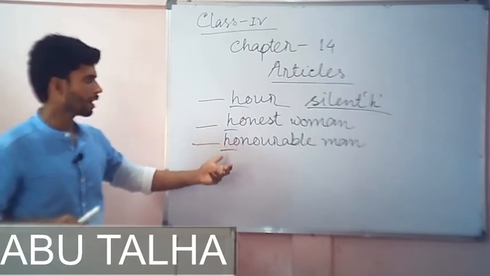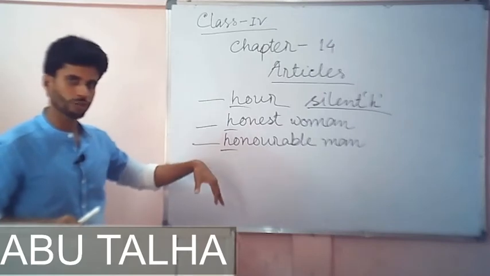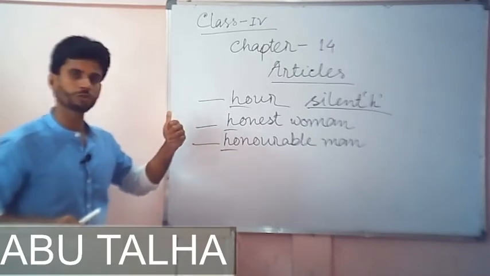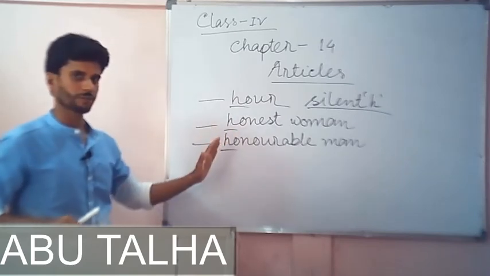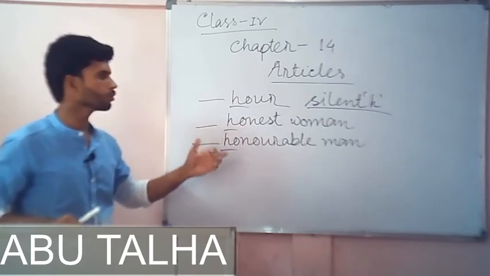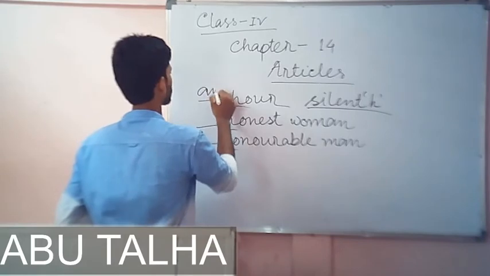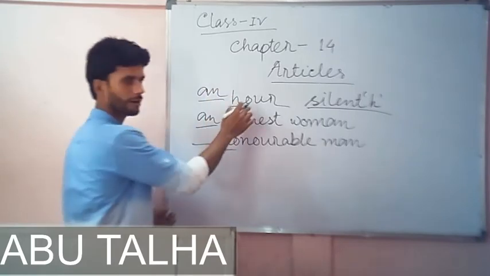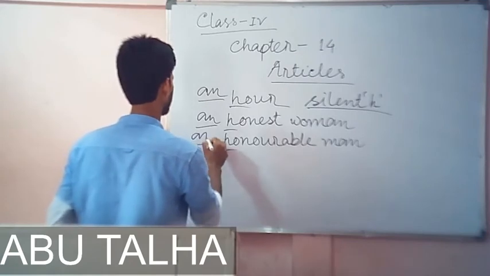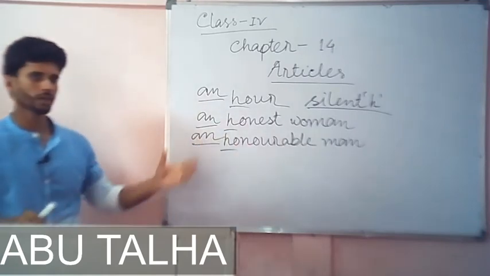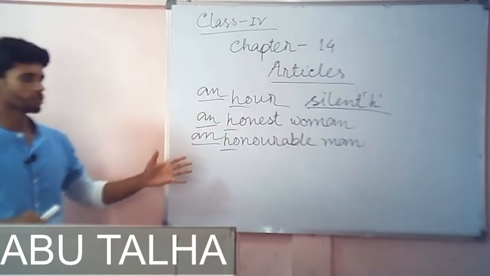We know that H is a consonant, and I have already said that in case of a consonant we have to use A. But in this case, when silent H is there, what do we use? We have to use AN. An hour, an honest woman, an honorable man. So this is the use of what?